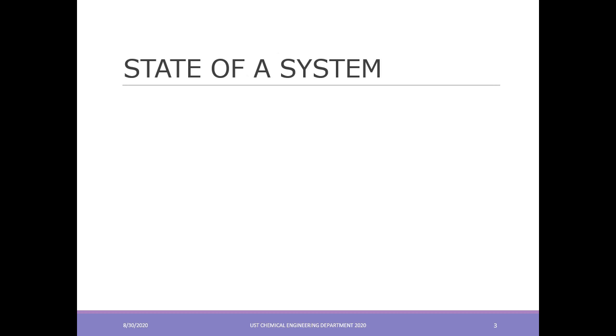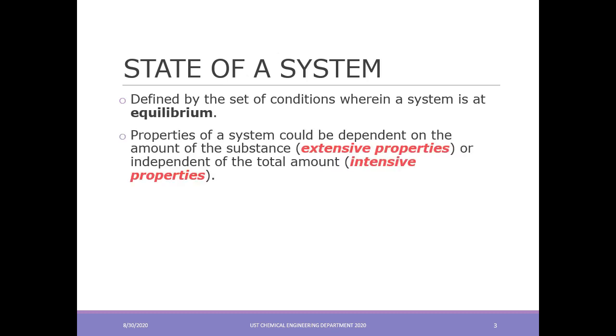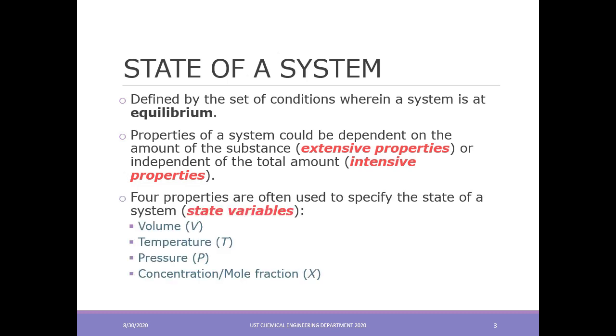First is the state of a system. The state of a system is defined by a set of conditions wherein that system is in equilibrium. These conditions or properties of a system could either be dependent on the amount of the substance, called extensive properties, or independent of total amount, called intensive properties. A system could be fully described by defining one extensive property and several intensive properties. Parameters that are often used to describe the state of a system are volume, temperature, pressure, and mole fraction, which are also known as the state variables.